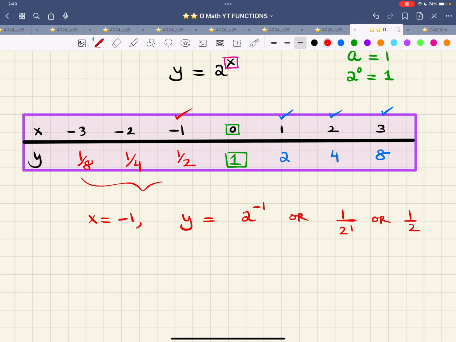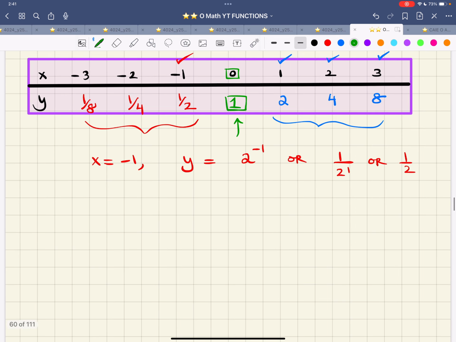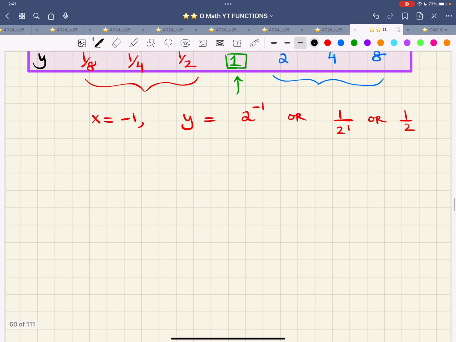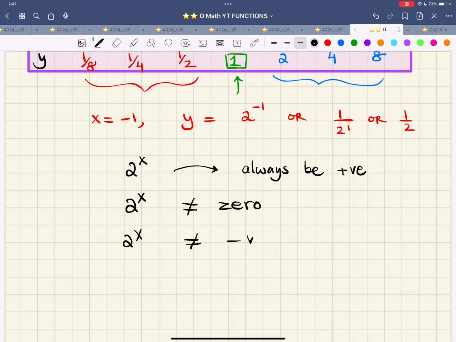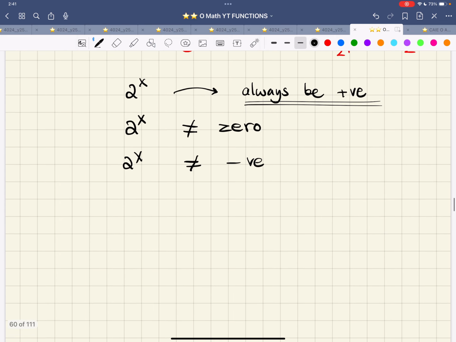So what do we observe? We are getting small values over here. We are getting values greater than 1. And then we are also getting a 1 over here. I don't see any negatives. I don't see any zeros. That means 2 raised to the power of x will always be positive. 2 raised to the power of x will never be 0. 2 raised to the power of x will never be negative. It will always be positive. So now let me sketch this graph, but before that, let me do one more thing.